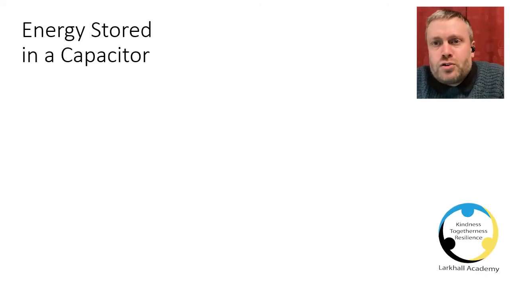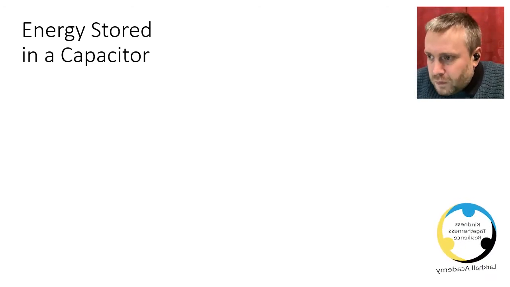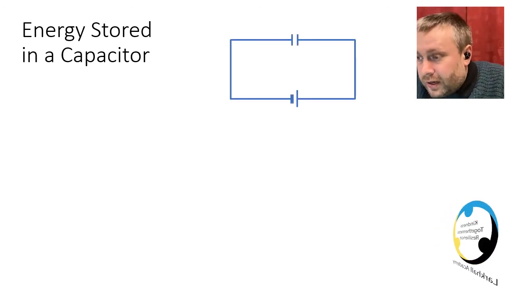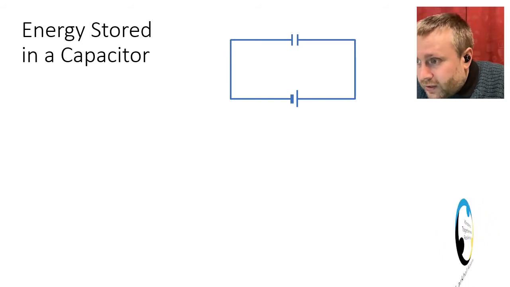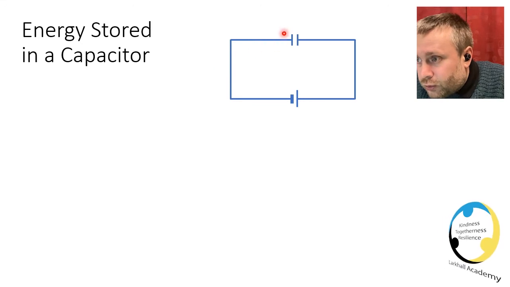Okay, so energy is stored in a capacitor. So if we're putting all this charge on a capacitor, we're obviously going to be storing some sort of energy there. Let's have a look at this circuit here. Now, what we've got here, we've got our negative terminal of our cell, and it's going to be sending out electrons along here and trying to store charge on here.